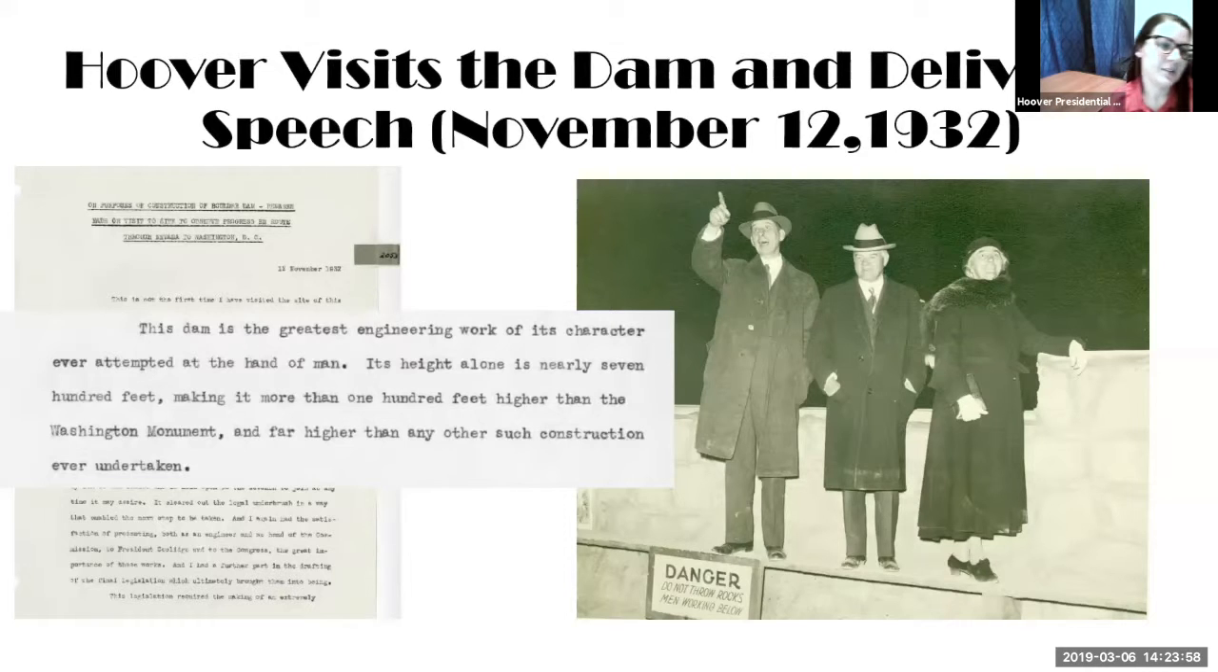The speech that Hoover gives is pictured here, and I grabbed a little excerpt of it, and it says, "This dam is the greatest engineering work of its character ever attempted by the hand of man. Its height alone is nearly 700 feet, making it more than 100 feet higher than the Washington Monument, and far higher than any other such construction ever undertaken."